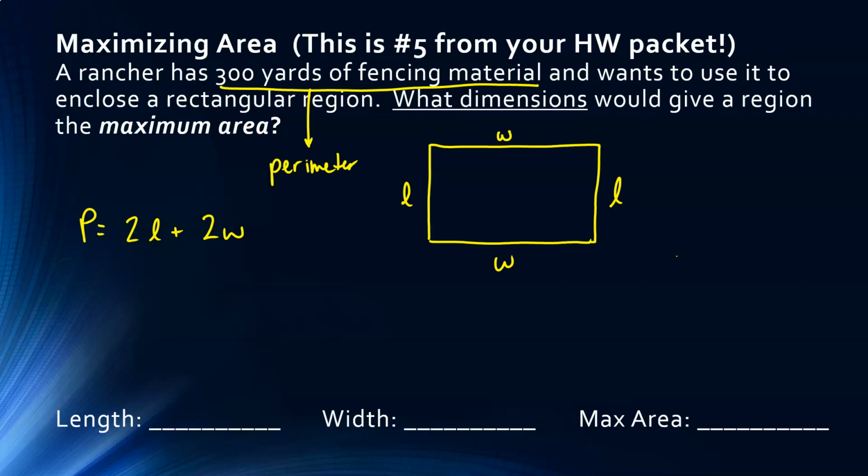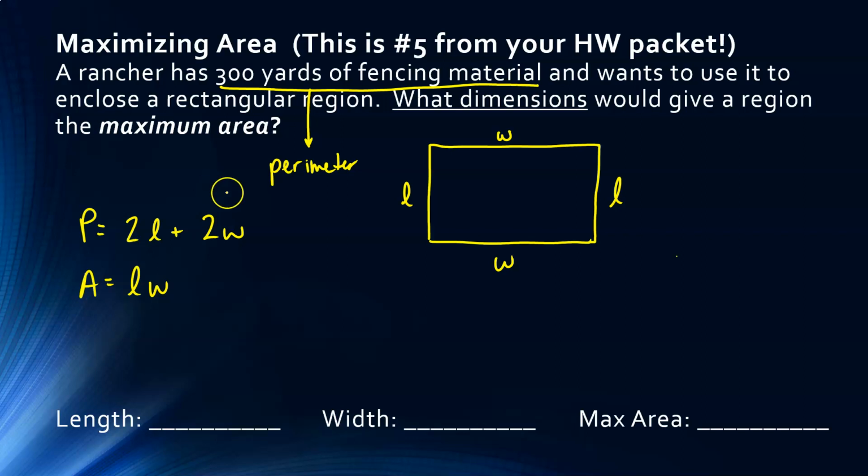But we're trying to maximize the area. So the area, remember, is length times width. So in order to answer this question, we're going to use the perimeter, and we're actually going to have to use both these equations to figure out what the dimensions would be. And then once we have the dimensions, we can multiply those dimensions together to maximize the area. All right, so let's think about what we have there. The 300 yards of fencing material, obviously that represents your perimeter, like we just mentioned.